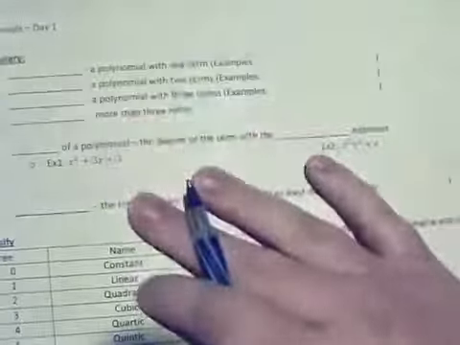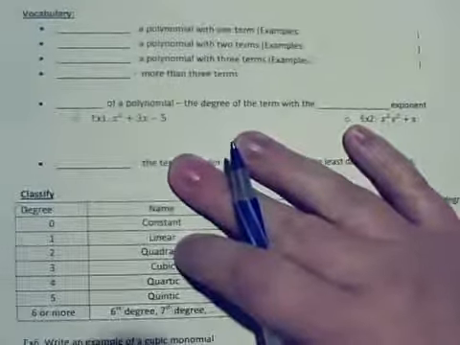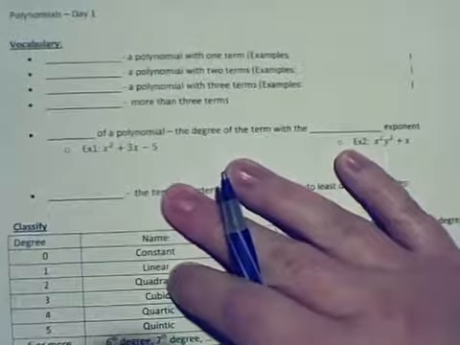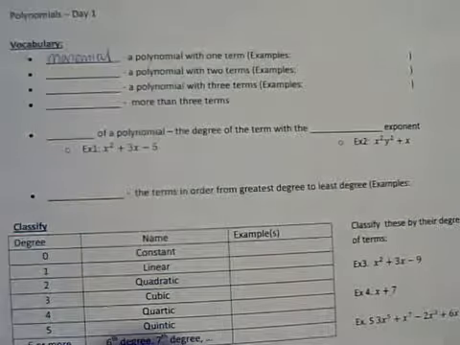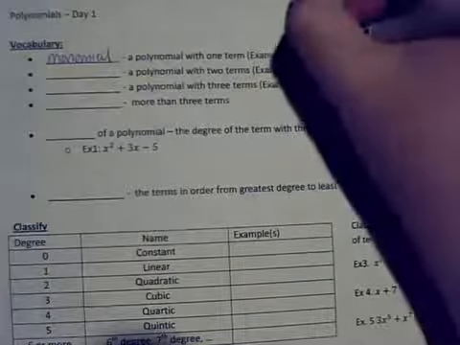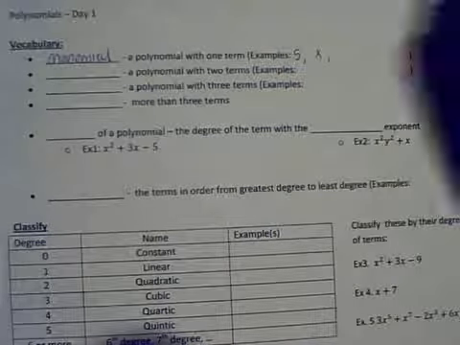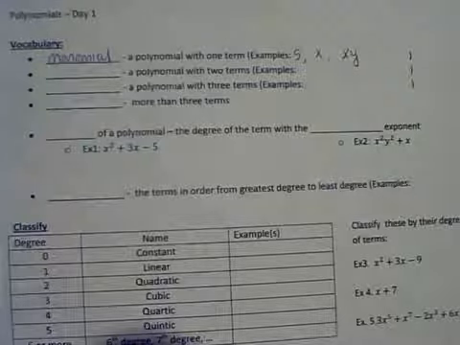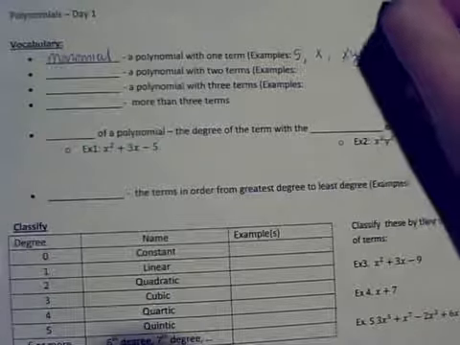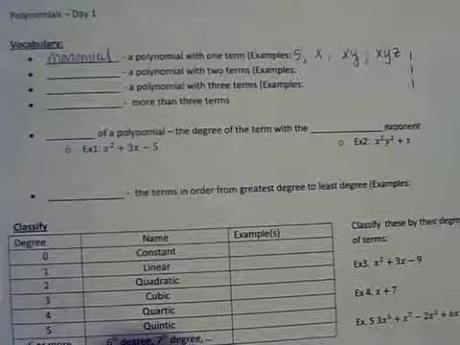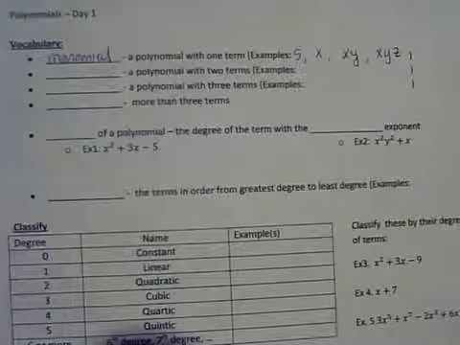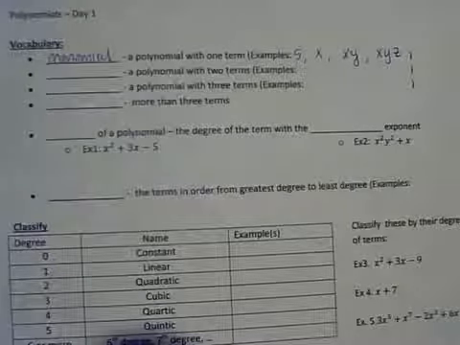Alright, we are starting to look at polynomials. The first thing is some vocabulary. A polynomial with one term is called a monomial. An example of a monomial is if I had 5, there's one term. Or if I had x, or xy, they're grouped together, so that's one term. Even if I had xyz, that's all one term because they're all being multiplied together. So that is an example of a monomial.